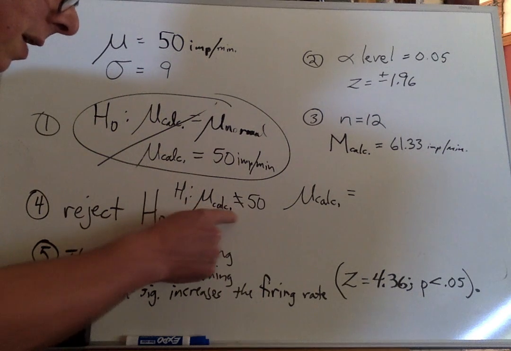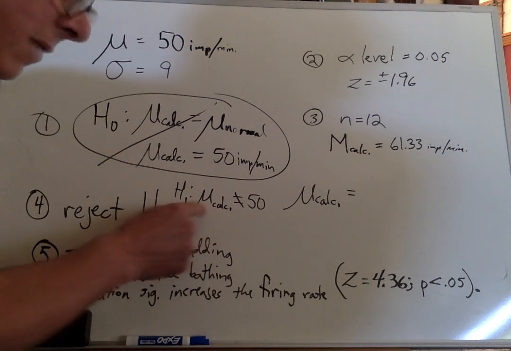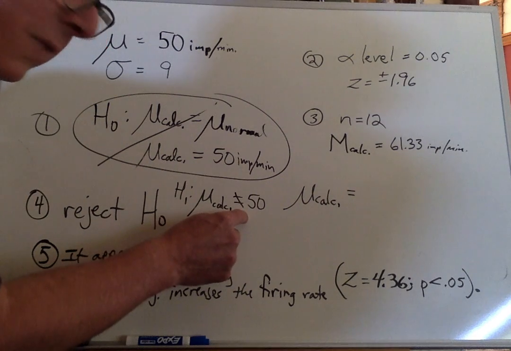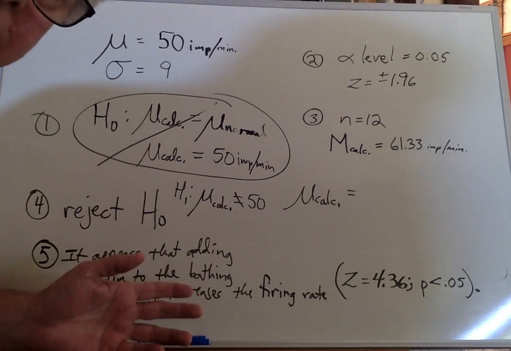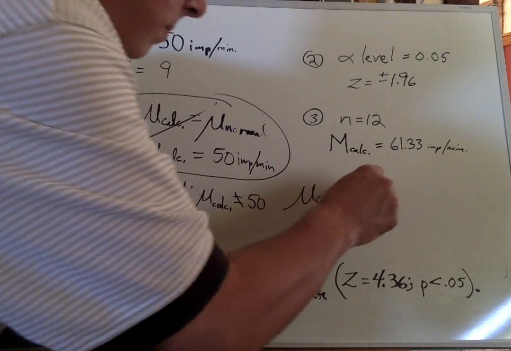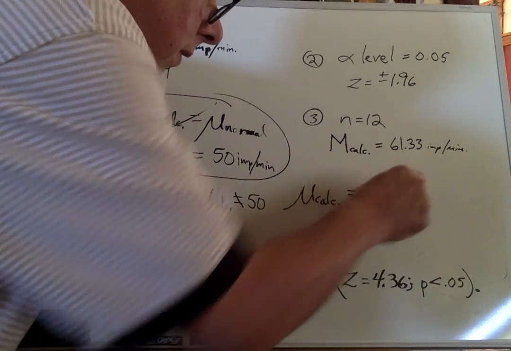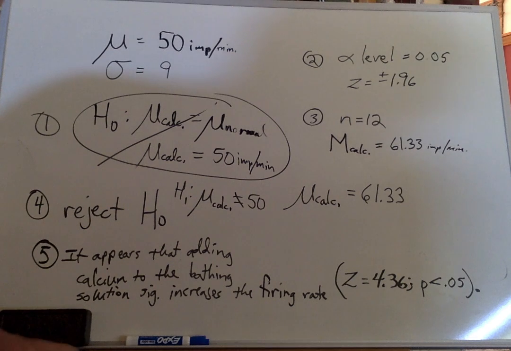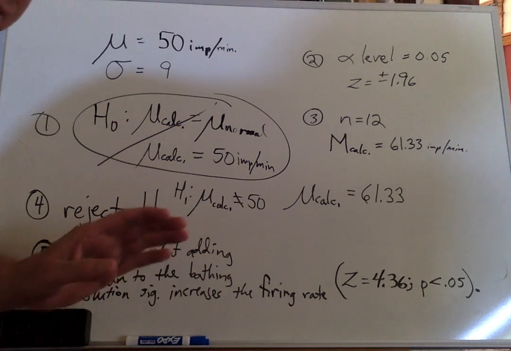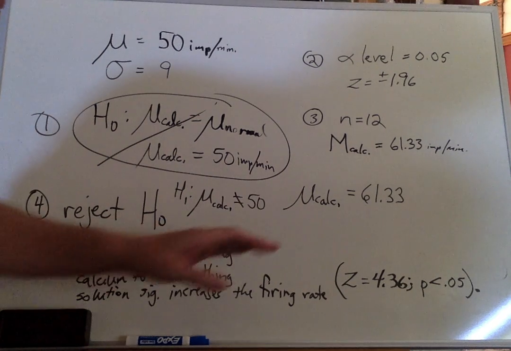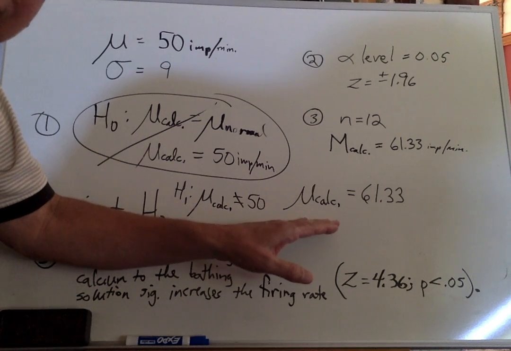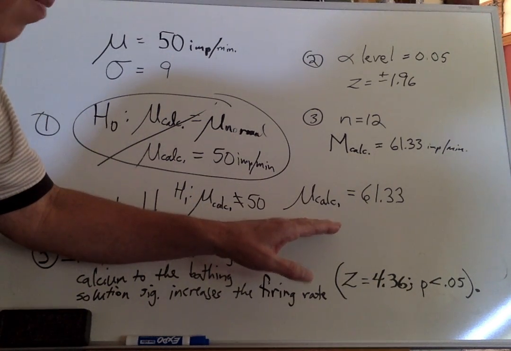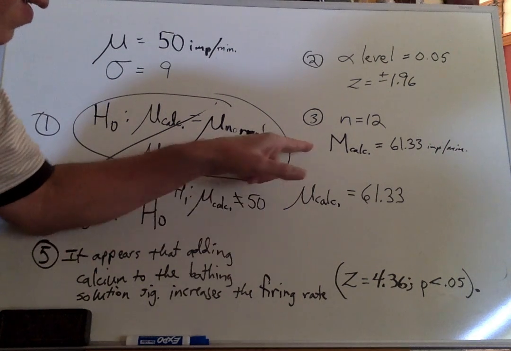We're saying we don't think that the mean for the calcium population is 50. And so the next question would be, well, what is the mean then? Any guesses? Well, my guess would be that the mean for the population is 61.33. Now, let me clarify here. This is the mean for the population of cells that would be bathed in calcium. What I'm saying is my guess for this is the same value as here.